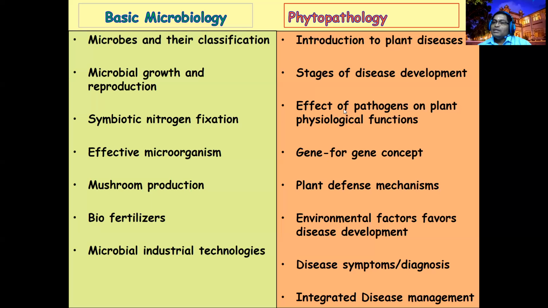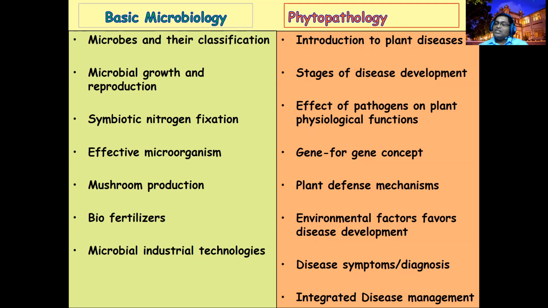So how these plant pathogens affect the plant physiological function, you will study. So different plant physiology, and how these different plant physiological functions are interfered with or intervened by these plant pathogens. Plant pathogens are a group of microorganisms, right? And the gene for gene concept. The gene for gene concept is related to host genetics and pathogen genetics. For example, a microorganism we call a pathogen, right? Plant pathogen, or phytopathology.